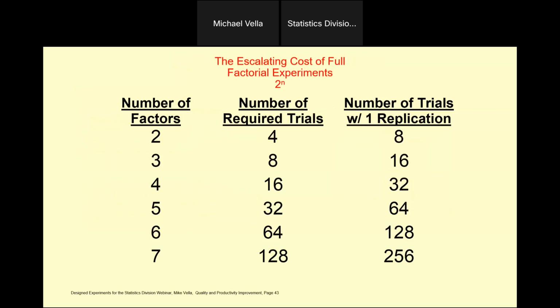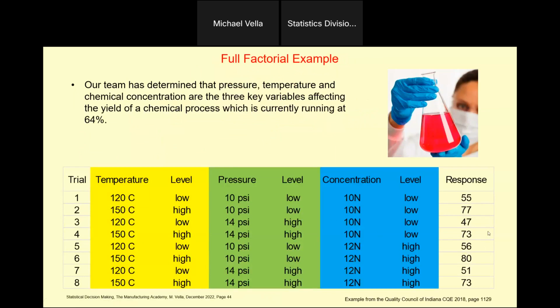Here's a little table that says the same thing. So there are 7 factors at 2 levels, 128, and if you replicate them, you're talking about 256 trials. And believe me, if you're running 256 trials, you'll have nothing but a mess because you'll never be able to duplicate all those conditions all the time. Nevertheless, here's an example of a full factorial.